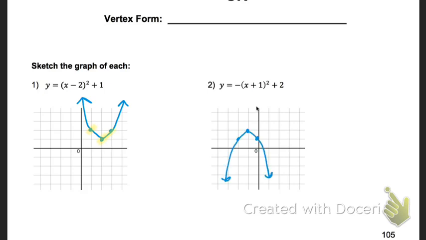Yes. Okay, so it goes left 1, up 2. And the slope is negative 1, so it's like I'm going down 1 over 1.